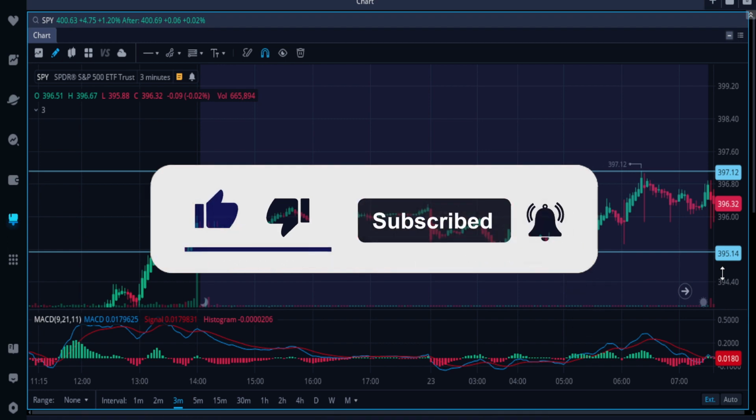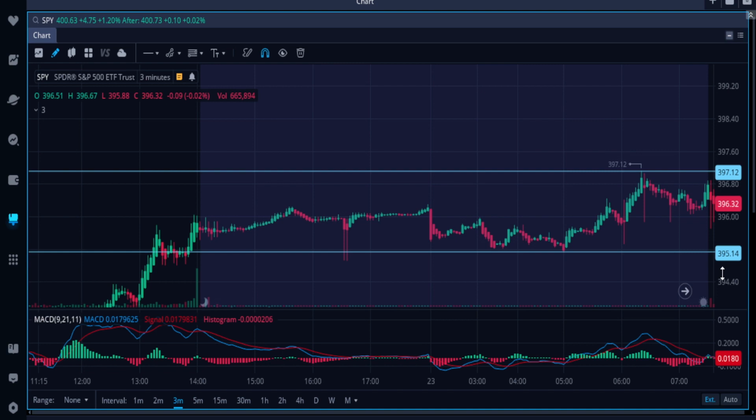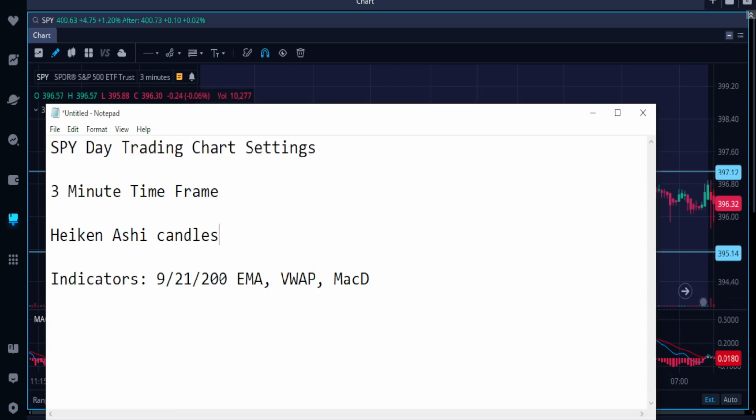Alright, so first let's start off with the chart settings that I like to use. I like to trade on the 3-minute time frame from start to finish. So I don't use any other time frame. I could occasionally switch time frames, but for the most part I just strictly use the 3-minute time frame. I don't use the daily, the weekly, the hourly. I strictly get my levels based off the 3-minute time frame.